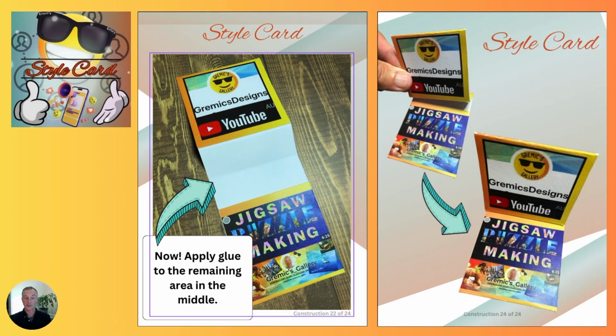Okay, well, we're pretty much at the end. All we've got to do there, as you can see on page 22, is apply glue to that leftover area, if you haven't already done it. And then on page 24, we're just bringing those two halves over together to give you the final style card construction, which you can see in the bottom right of page 24 there.